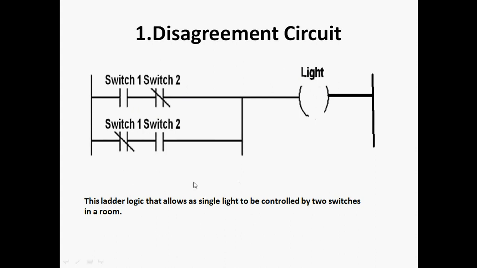So this is the disagreement circuit. It is normally used to allow a single light in a room to be controlled by two switches. That means we are controlling one single output using two switches in a room. So this is called a disagreement circuit.